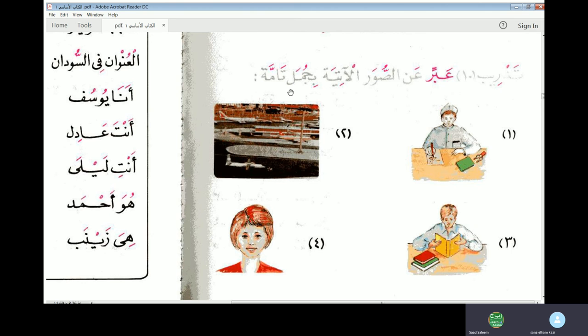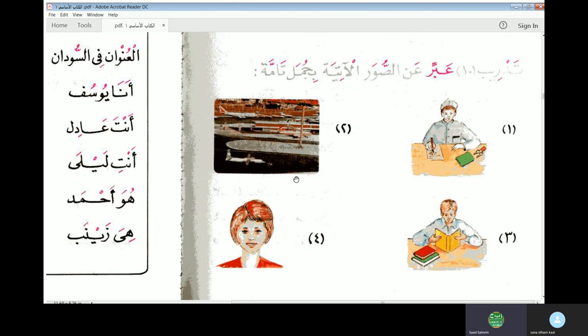Yusuf is filling the passport card. Yusuf yaktubu bitaqat al-wusul. Yusuf is writing the arrival card. This is the Khartoum airport. Okay. Hadha matar al-Khartoum. This is the Khartoum airport. Yusuf yaqra'u al-kitab. Yusuf is reading a book. What is this? She is Samira. Oh, this is Samira.